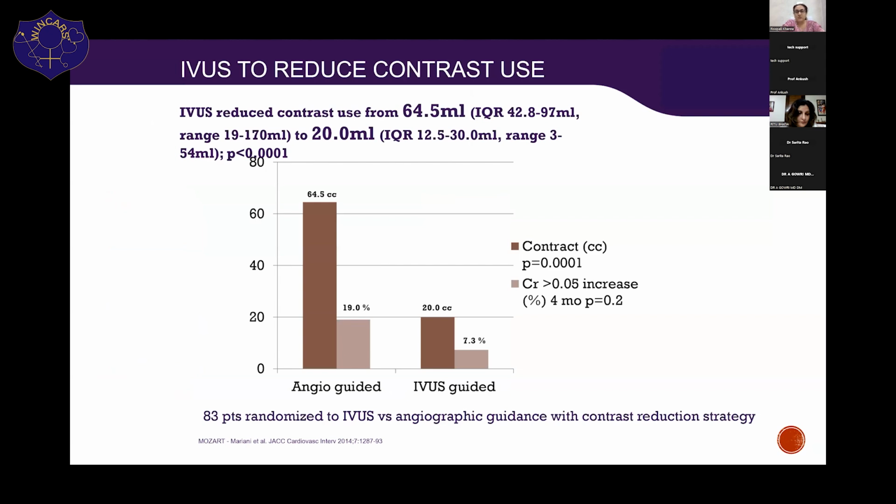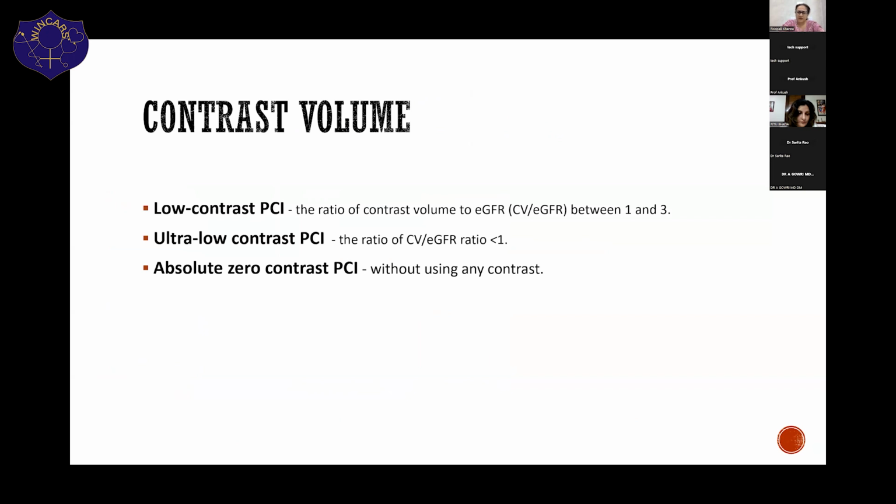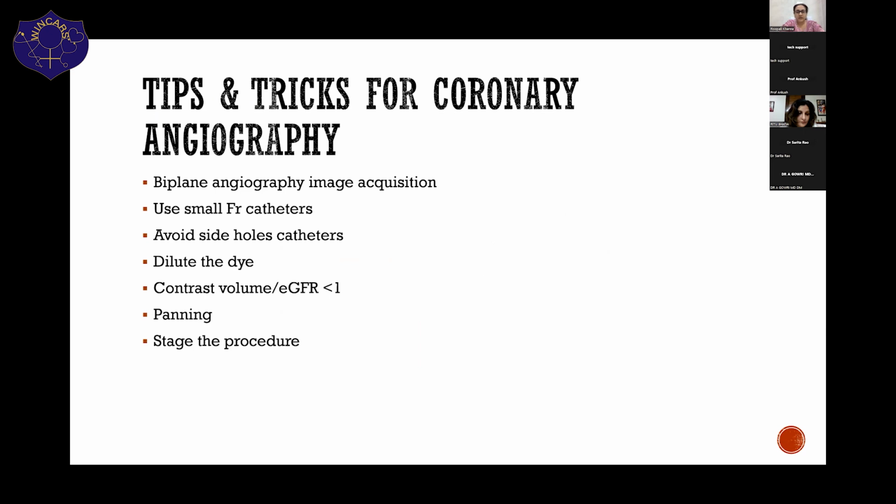This was a study published in 2014, which clearly showed that if you go for angio-guided versus IVUS-guided PCI, there was definitely a reduction of contrast by at least 19%. We know the different definitions of low contrast PCI, ultra low, or absolute zero contrast PCI; depending on operator feasibility, they can go ahead with it. But I usually go for ultra low or low contrast PCI rather than a zero contrast PCI. And there are different tips and tricks which have been advised for these low contrast PCIs.